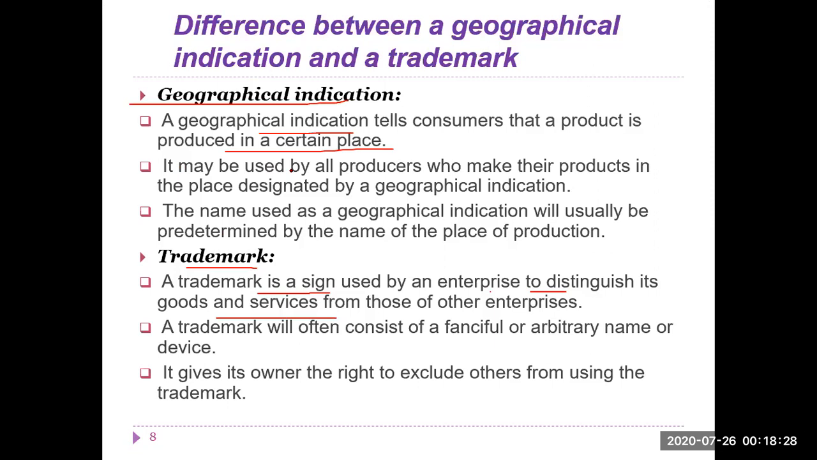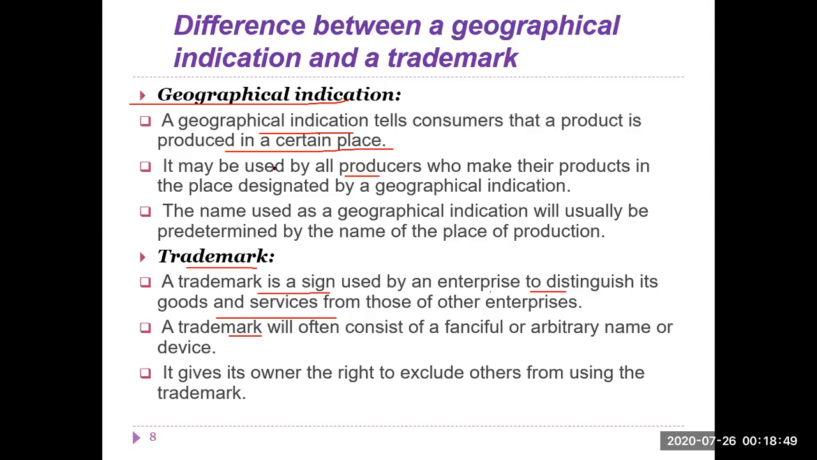Second, a geographical indication may be used by all producers who make their product from that area. But a trademark is always individual. If it is a group of people or a group of companies, it can be shared, but if it is a proprietor or entrepreneur, then it will be single.